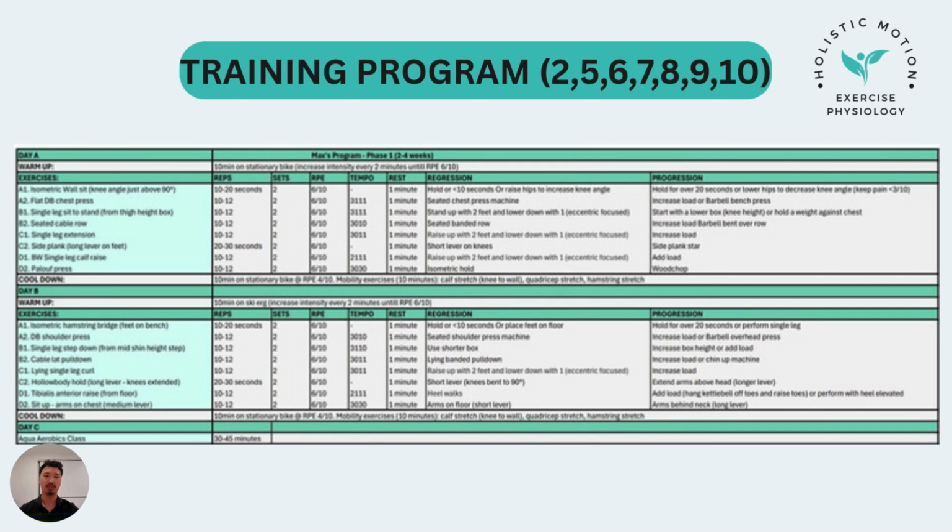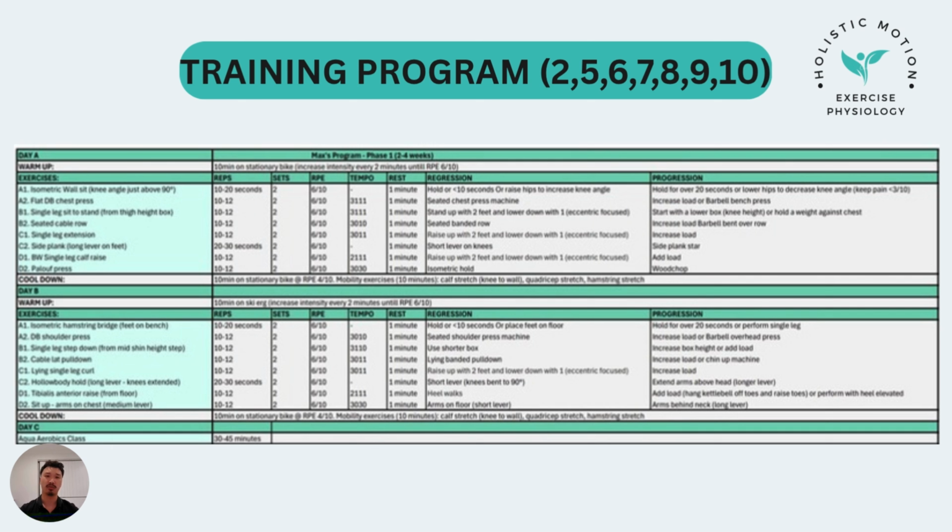Exercises B1 in each program are functional unilateral movements to replicate Max's ADLs and reduce limb asymmetries. These exercises have also been chosen as a result of Van Rossman's 2018 research, which showed there is less shear loading on the knee and tibia, but allows sufficient stimulation on the quadriceps and hamstrings to improve strength.